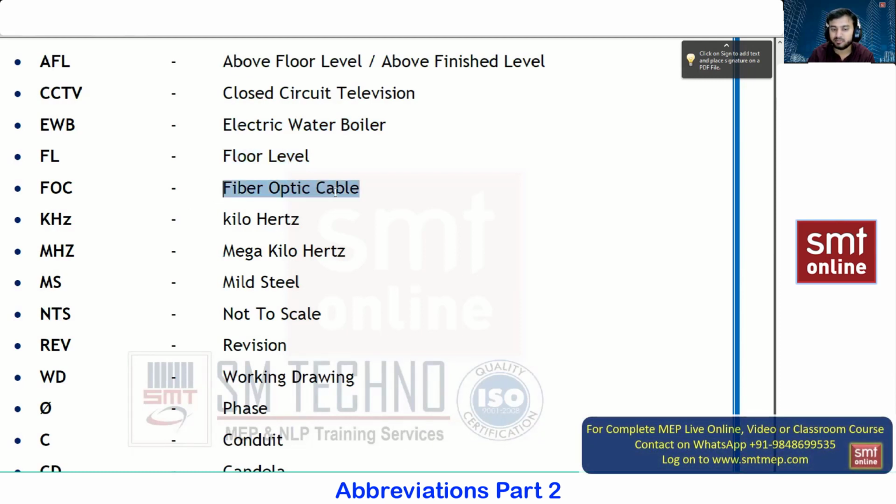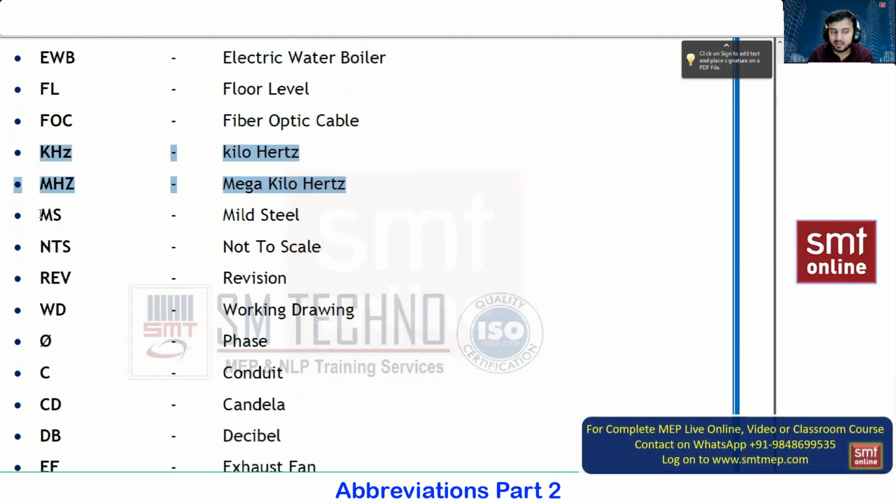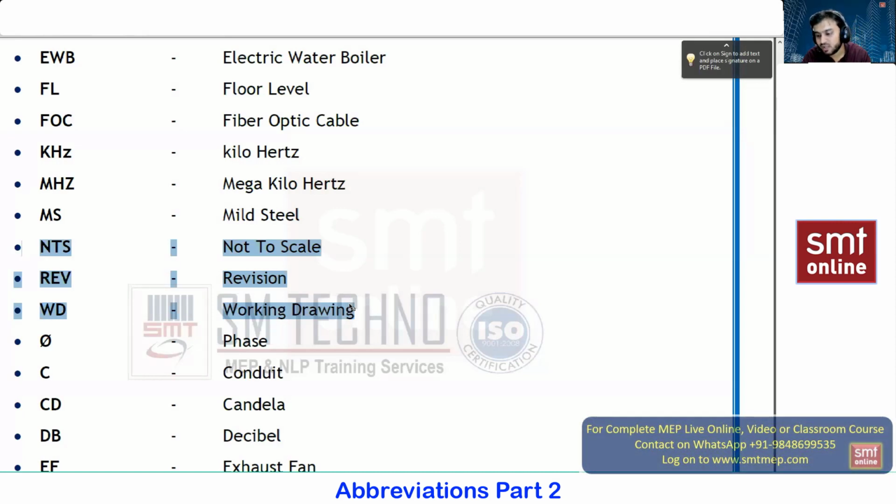FOC, fiber optic cable or your internet cable, I can say. Again, kHz, MHz are the units of frequency, kilohertz, megahertz. MS, nothing but mild steel, a type of metal. NTS, not to scale. REV, revision, and WD is nothing but working drawing. These are the three things we especially find on the drafting sheet. If it is not to scale, or if there are any kind of errors, you'll get the revision mark. Working drawing means approved and finalized drawing.